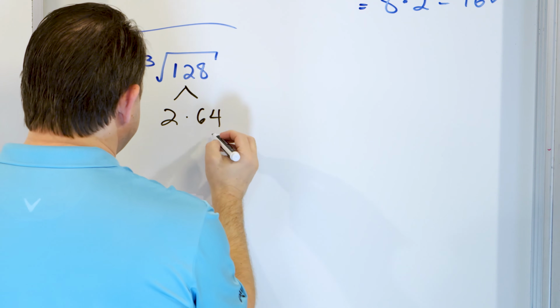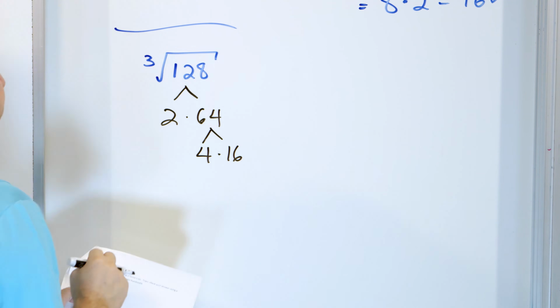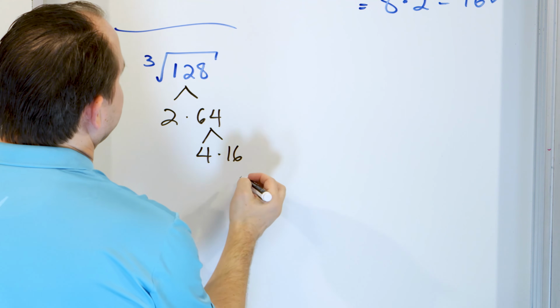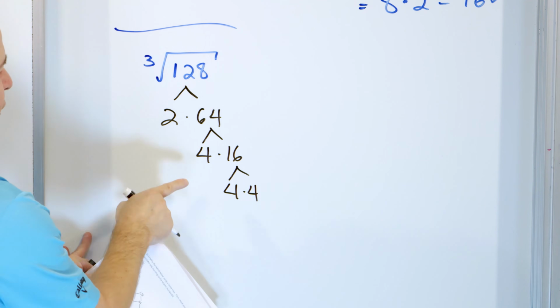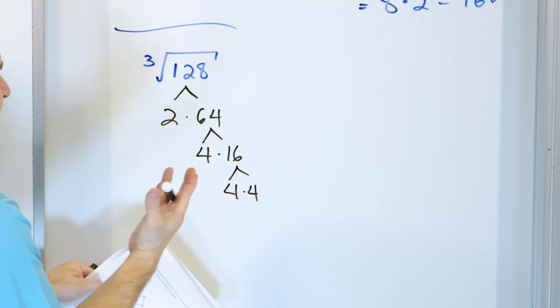And I also know that 64 is 4 times 16. You could go a different direction with this, like 2 times 32, but I know that 4 times 16 is also the case. This 16, I can write as 4 times 4. Now, if I wanted to, I could continue down with these 4s, and I can break them all into 2 times 2. You're going to get the same answer.